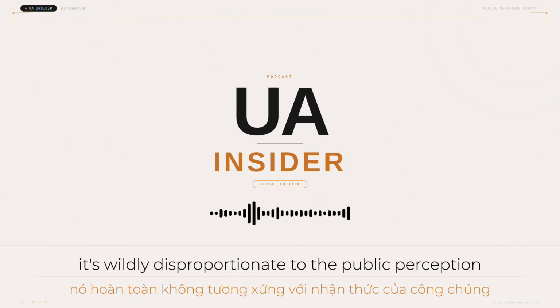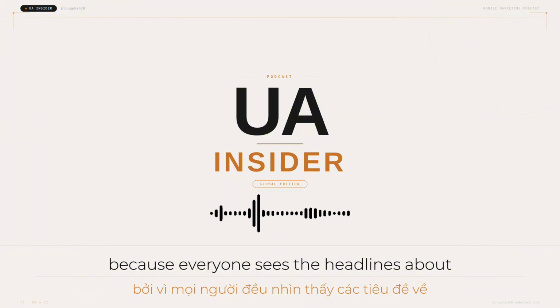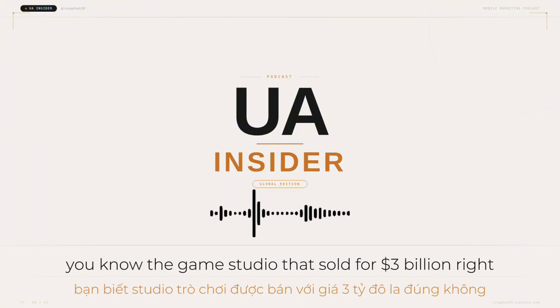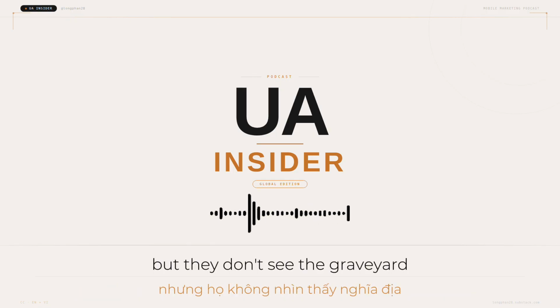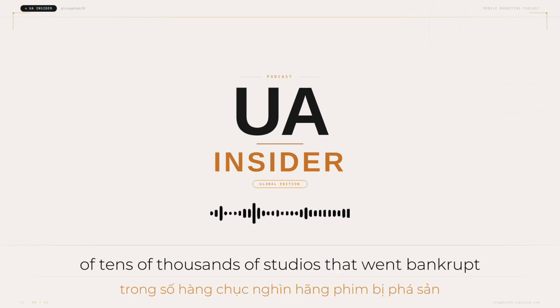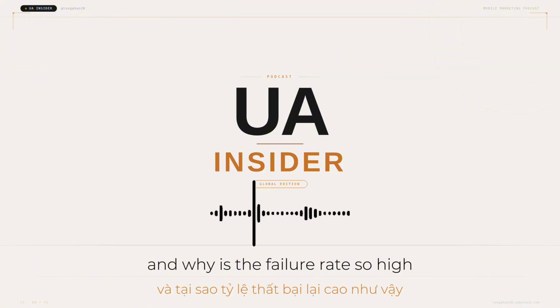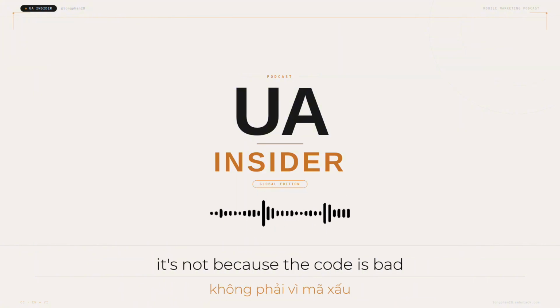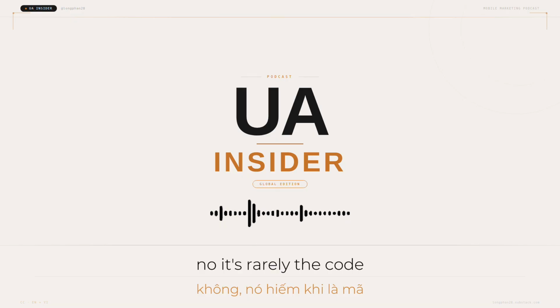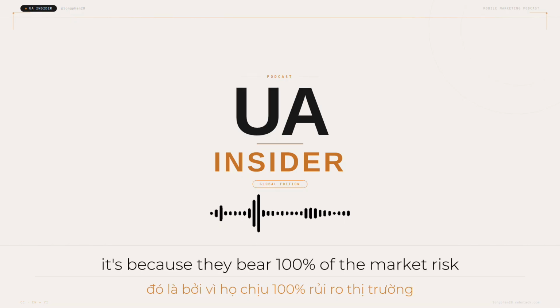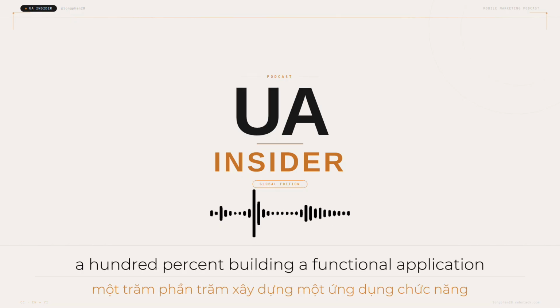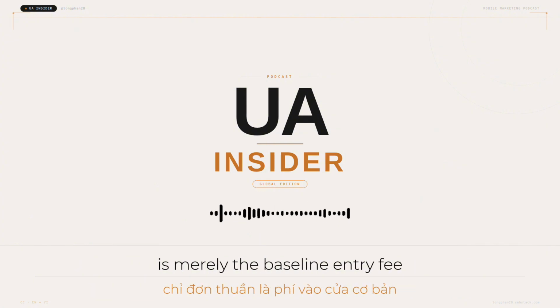It's wildly disproportionate to the public perception because everyone sees the headlines about the game studio that sold for $3 billion. Right, the unicorn success stories. Exactly. But they don't see the graveyard of tens of thousands of studios that went bankrupt trying to get there. Yeah. And why is the failure rate so high? It's not because the code is bad. No, it's rarely the code. It's because they bear 100% of the market risk. 100%. Building a functional application is merely the baseline entry fee.